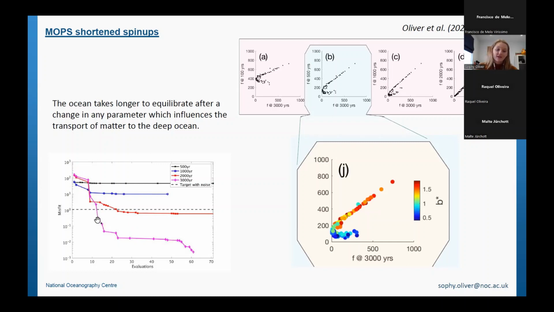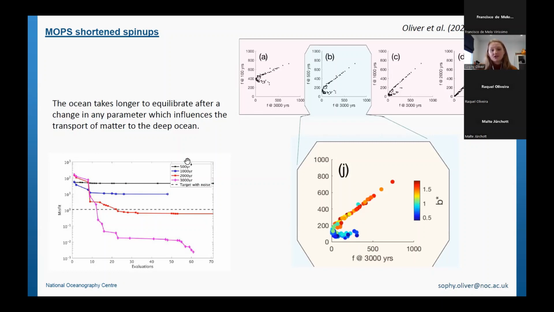And we had a successful optimization with the 3,000-year spin-up as before, and the 2,000-year spin-up also was successful. We managed to converge to the optimal parameter values, and we got the misfit below observational noise. But the problem comes when you go shorter than 2,000 years. These did not manage to optimize at all. DFLS, the optimizer, didn't know what to do.